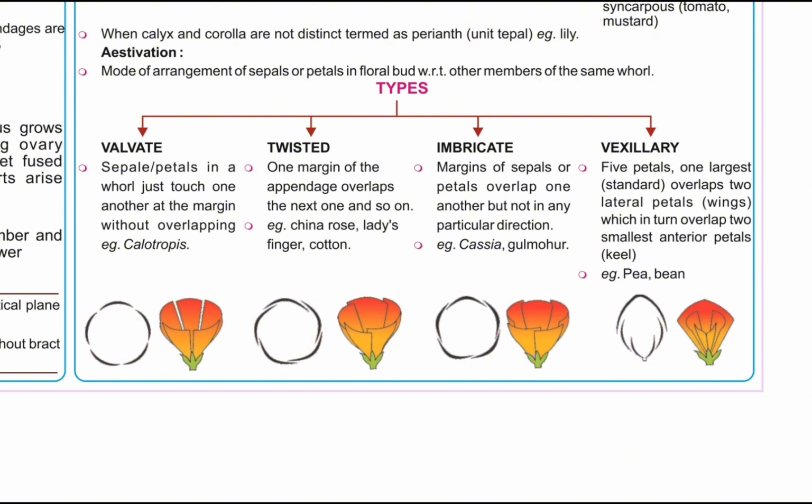Imbricate: margins of sepals or petals overlap one another but not in any particular direction. Examples: cassia and gulmohar. Vexillary: 5 petals, the largest one, the standard, overlaps the 2 lateral petals, the wings, which in turn overlap the 2 smaller anterior petals, the keel. Examples: pea and bean.